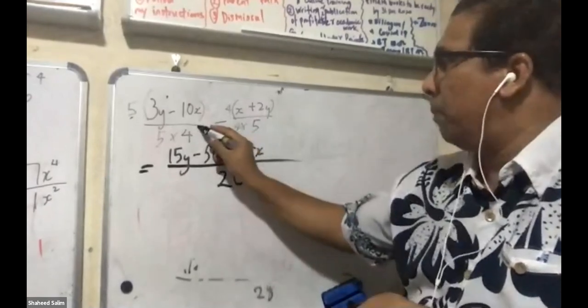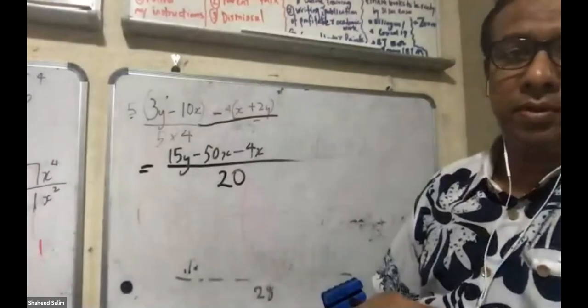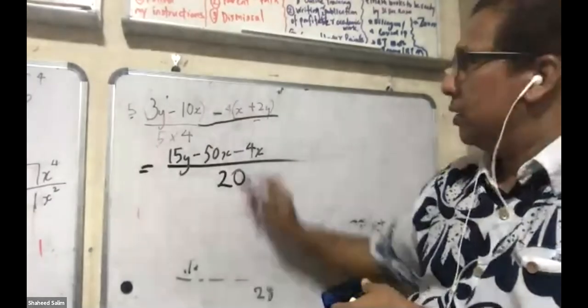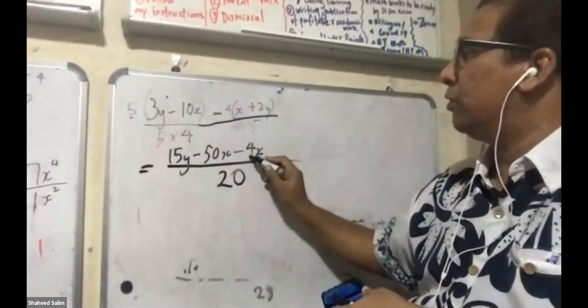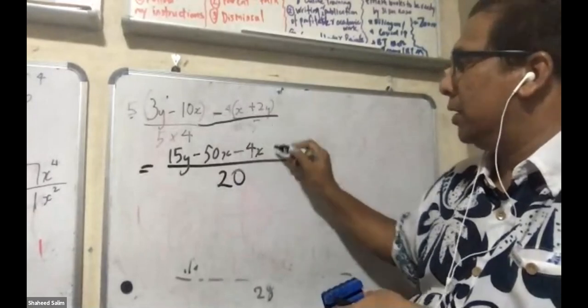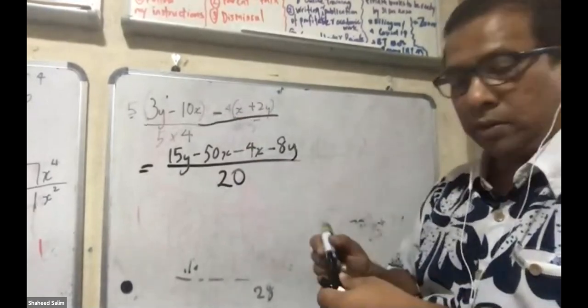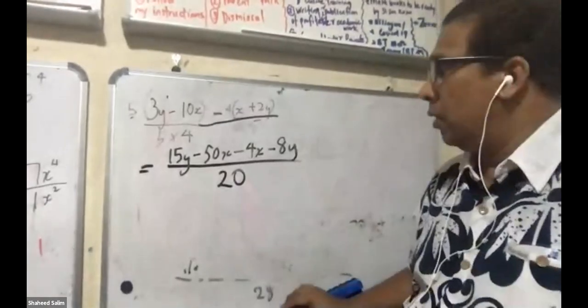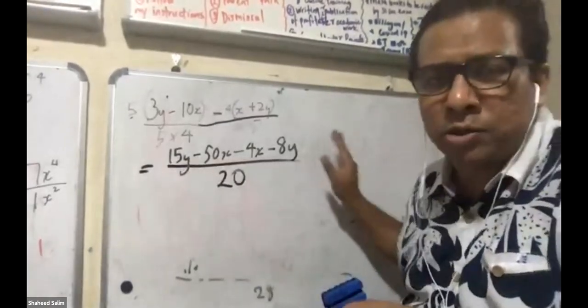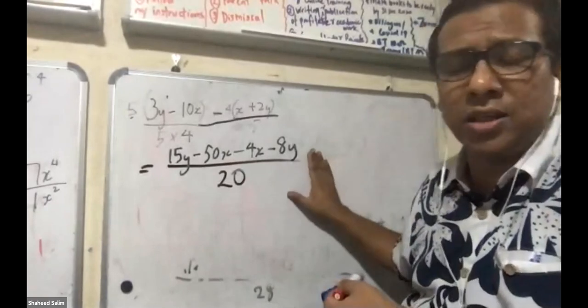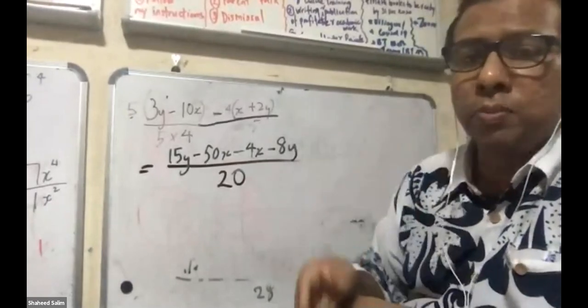Now if I combine it, it's over 20, and the minus is here. So minus times plus is minus 4x. Minus times plus again is minus 4 times 2, which is 8y. Can you see now? Do it this method, never mind. Slightly longer is okay, but you will not lose marks.